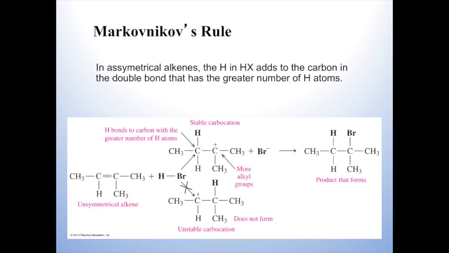In general, this can be described by something called Markovnikov's Rule. So in asymmetrical alkenes, the H in the HX adds to the carbon in the double bond that has the greater number of hydrogen atoms.